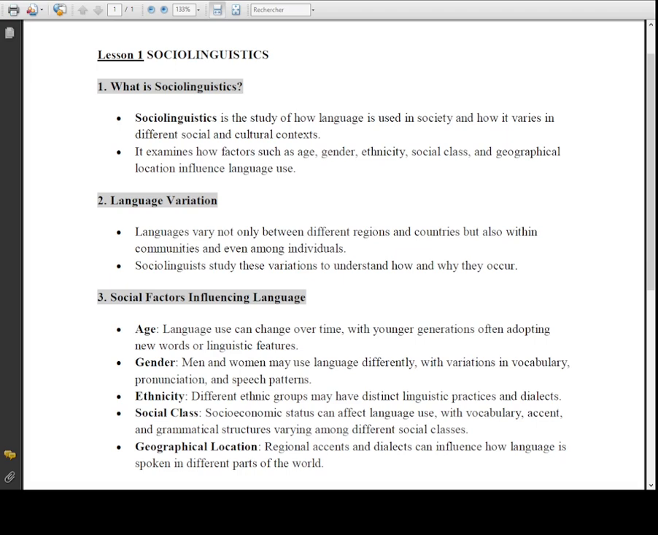So, for the final point, we've got social factors influencing language. First of all, we've got age. Language use can change over time, with younger generations often adopting new words or linguistic features.